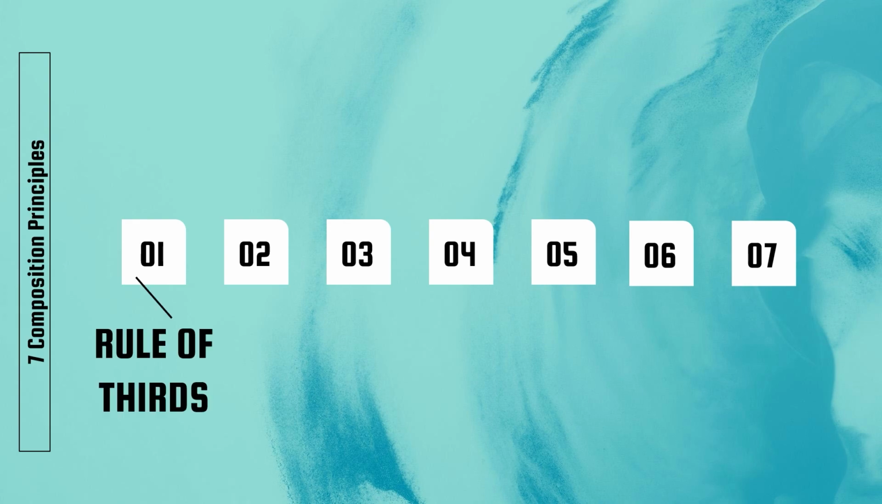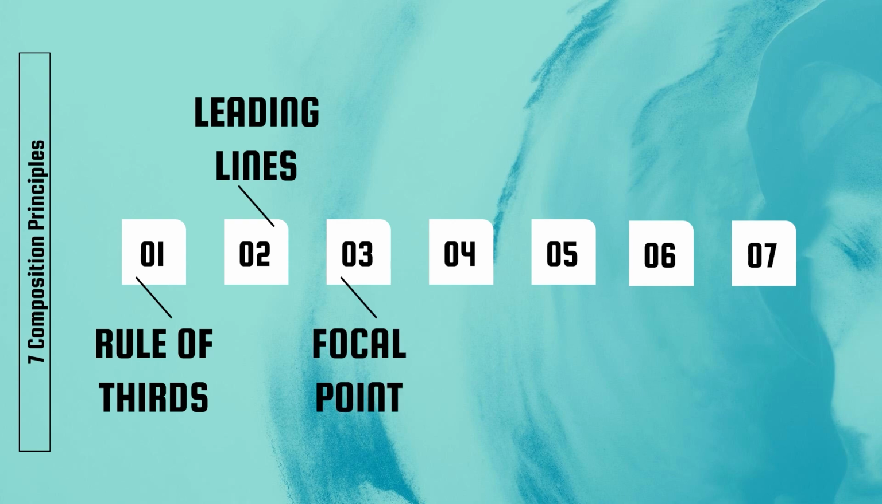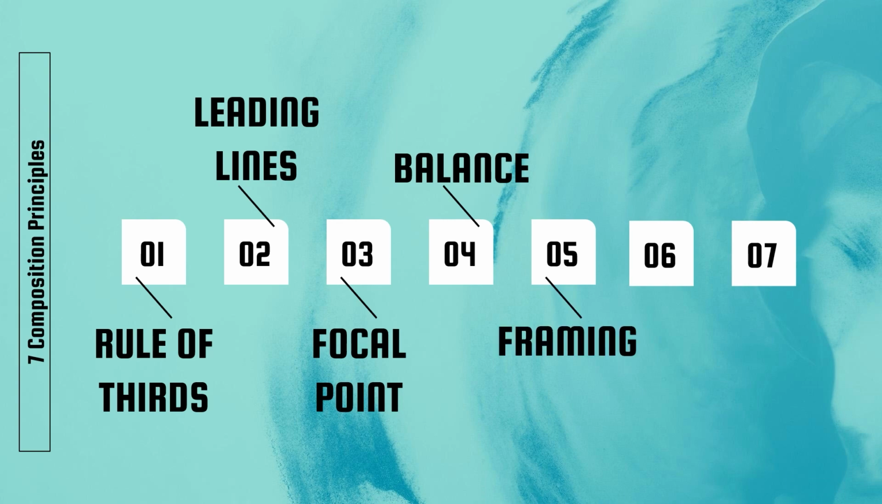So let's go through them. First, we have something called the rule of thirds. Next, we have leading lines, which we did talk about already. I mentioned it briefly in the line video from the elements of visual art. Then we have focal point, which you might have heard before, balance, how balanced our photographs are in a few different ways, framing, point of view or POV, and simplicity.